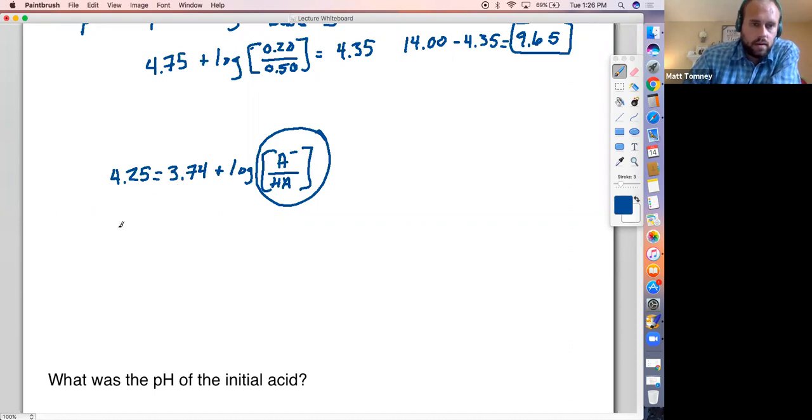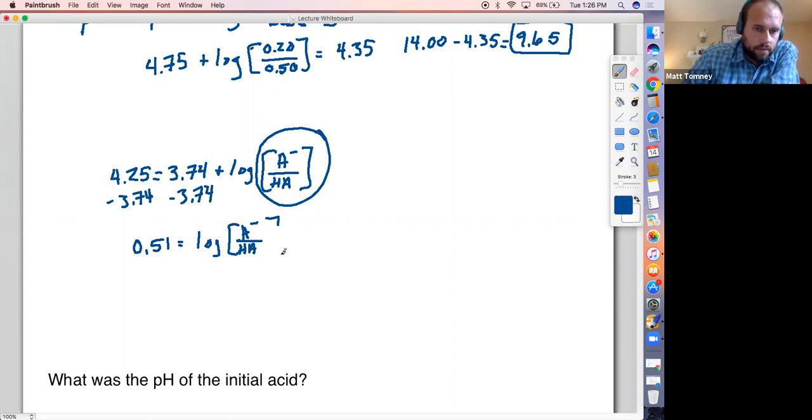So what you did was you took 4.25 and you had to get rid of 3.74, because if we want to find the ratio, we have to isolate it by itself, right? Just basic algebra here. So that's going to give us 0.51 equals the log. Okay. Now there were a couple people that had 0.51 as their answer. Now the problem with that, having 0.51 as your answer, is that 0.51 equals the log of the ratio. It doesn't equal the ratio itself.